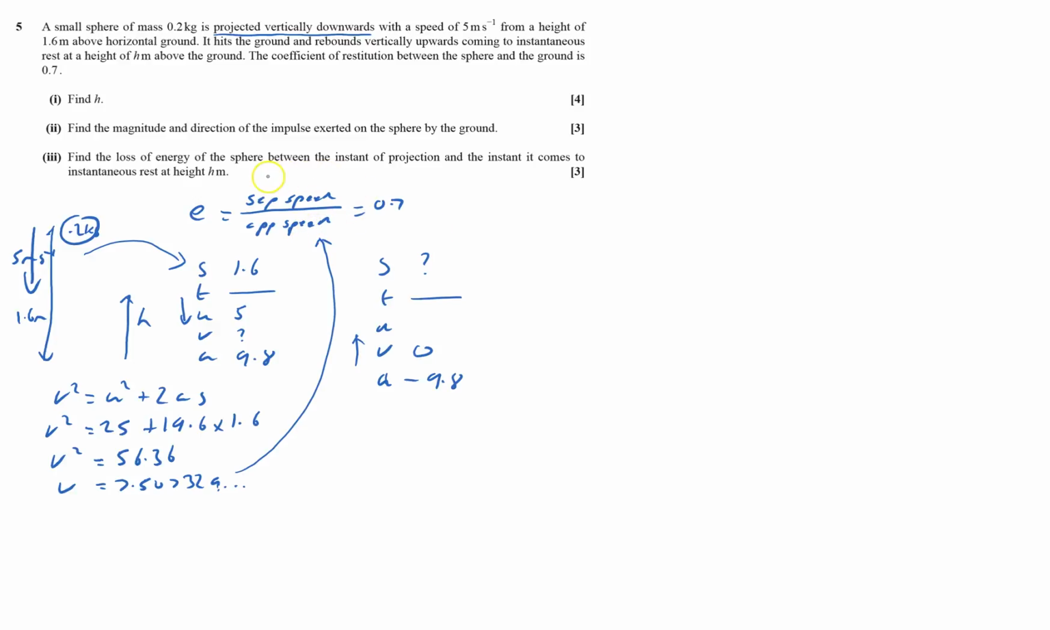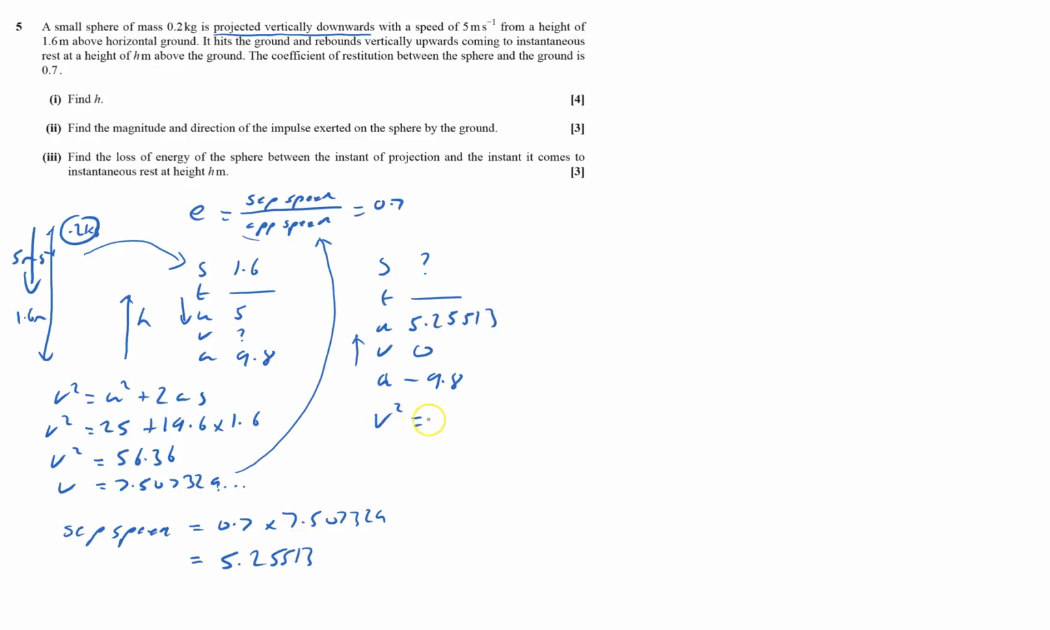So from this formula up here, I can work out the separation speed. The separation speed will equal 0.7 times 7.507329, and so that separation speed will be 5.25513. Obviously keep more accuracy. So that would be 5.25513.